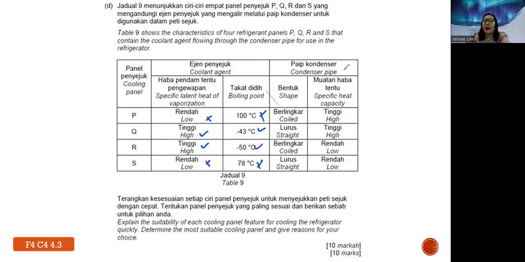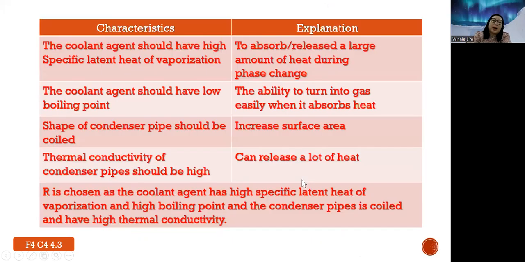Then in terms of the pipe, when you look at the fridge, if you notice, they actually look like this. They normally coil so that they increase the surface area, then they can absorb more heat. So coil is the idea. Then the specific heat capacity of the material: you want to quickly lose heat to outside after the cooling agent circulates in this pipe. So by right, it should be lower so you can release heat faster and cool down the fridge faster. So the answer will be R, right?